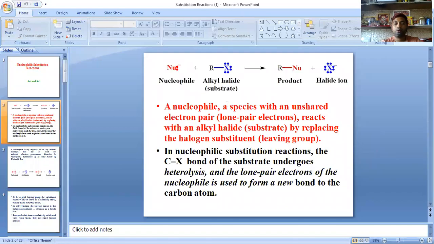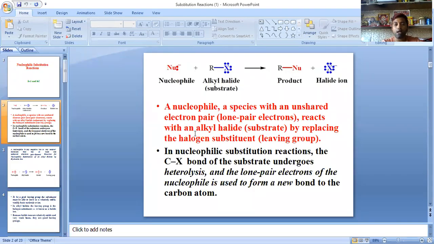Okay. So you can see there is this reaction. There is a nucleophile. A nucleophile is a species with an unshared electron pair or lone pair of electrons. It has an excess of electrons which it can donate.